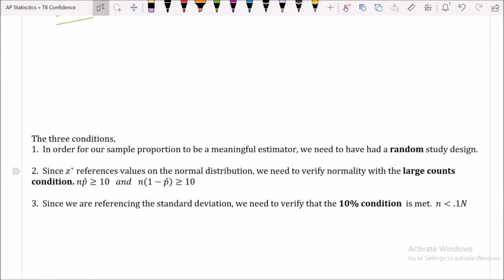In order to construct a confidence interval for a proportion, we have to meet these three conditions first, and they are bolded here. The first one is we need to have a random study design. The second one, since we're referring to a normal distribution, we need to verify approximate normality of the sampling distribution, and we can do that with the large counts condition. And then finally, we need to verify that the 10% condition is met.